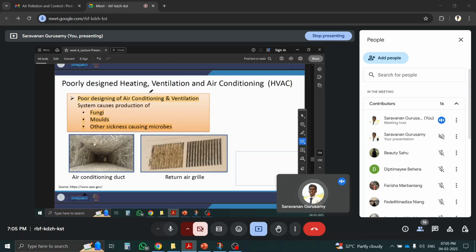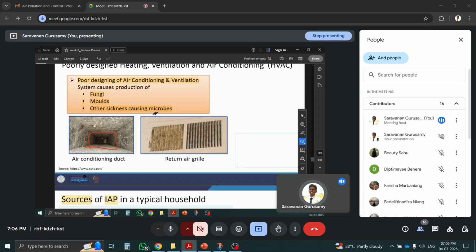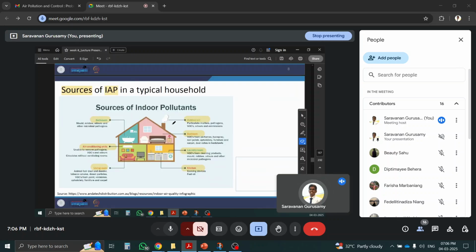Then a poorly designed heating and ventilation system. We can see lots of dust formation still in the air conditioning system, and molds, fungi, and other sickness-causing microbes may stick to the furnitures. So these are the sources of IAP. IAP is indoor air pollutant.